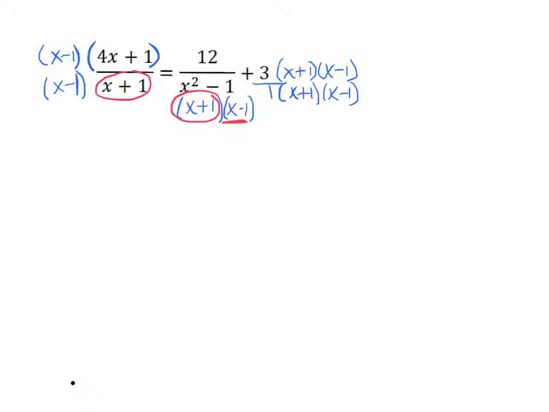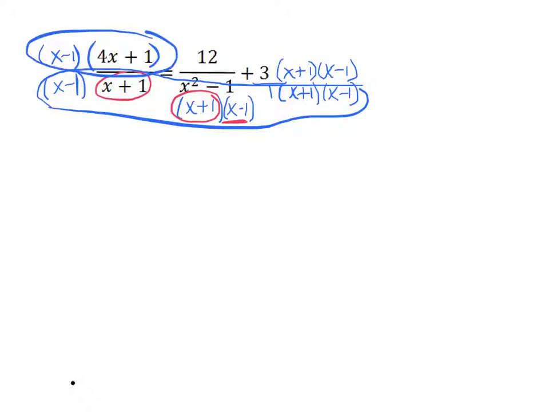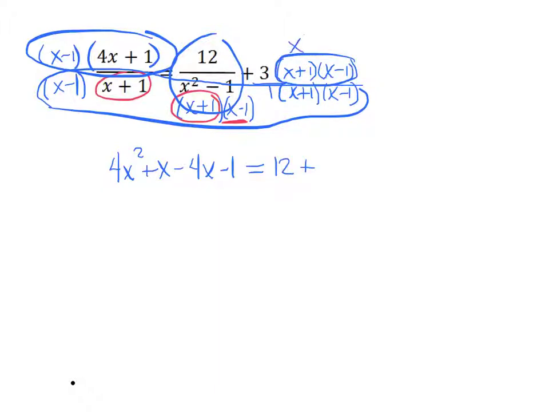Now remember, after I do this, all the bottoms are going to be the same, so I really don't care about the bottom anymore. I am just going to work with the top. I start by multiplying those out using the box or just a FOIL method. You get 4x squared plus x minus 4x minus 1, and then it equals, now I didn't multiply this fraction by anything, so it'll equal 12 plus, and then this right here, if I multiply that out is x squared minus 1. So then as I take that times 3, I get 3x squared minus 3.